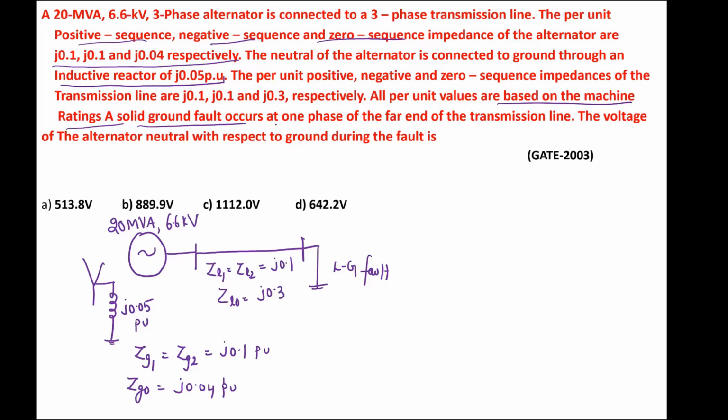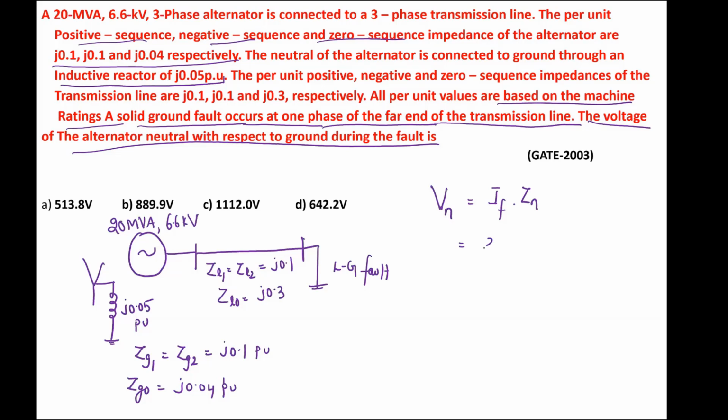A solid ground fault occurs in one of the phases at the far end of the transmission line. Then the voltage of the alternator neutral with respect to ground is asked. So what is the formula for the voltage of neutral? This is IF into Zn, or 3Ia0 into Zn.